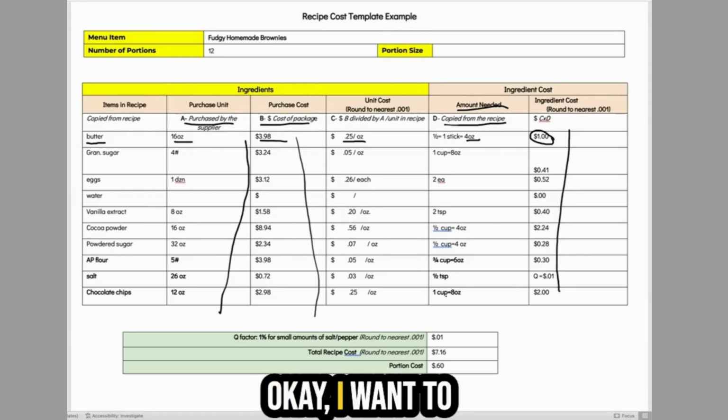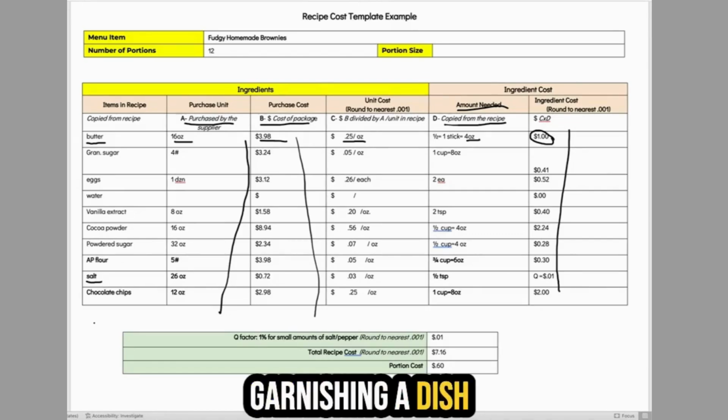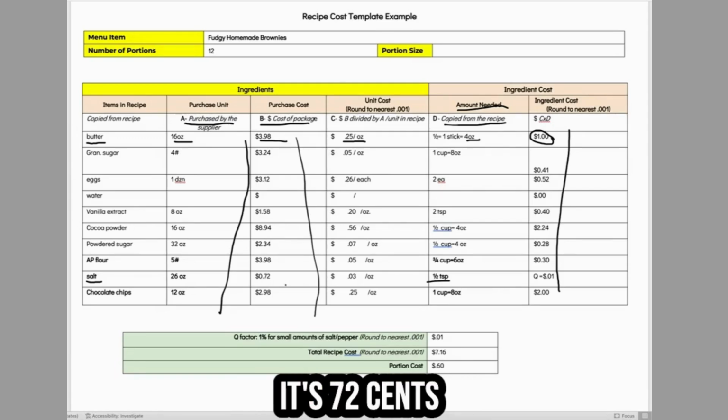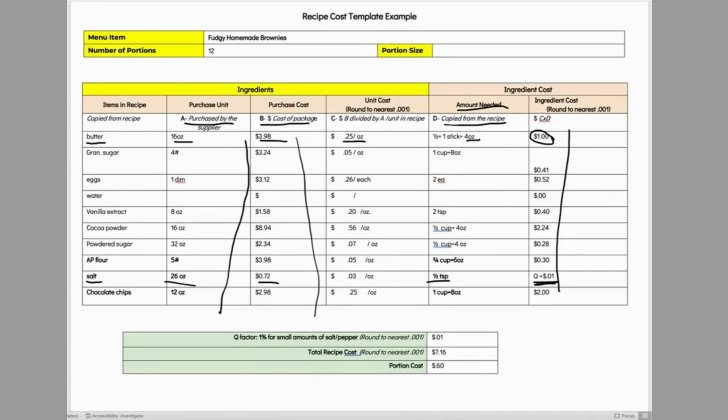Okay. I wanted to explain the Q factor here. Sometimes what you have in terms of salt and pepper, or say when you're garnishing a dish with parsley, is very difficult to determine how much the cost of half a teaspoon of salt would be when it's 72 cents for 26 ounces. So what you do is you come up with a kind of universal cost that you put in your recipes. Here, we're going to call that 1 cent worth of salt.